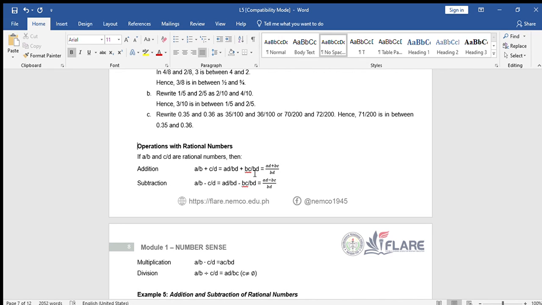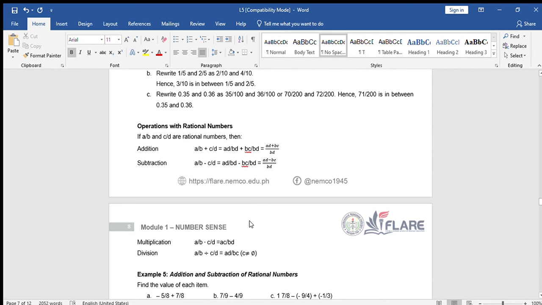So, subtraction, A over B minus C over D, no? You will just have to multiply A times D over B times D minus B times C over B times D. That's equal to A times D minus BC over BD. For multiplication, A over B times C over D, you will just have to multiply A times C over B times D. Now, for division, A over B divided by C over D is equal to A times D over B times C, where C should not be equal to 0.